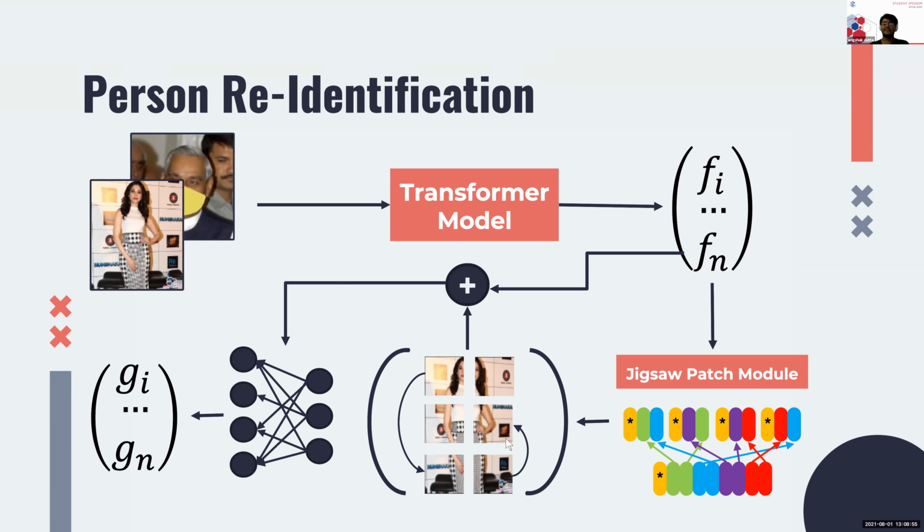Now, in the next step we shuffle these patches so that we do not learn correlations between the patches themselves, but correlations between the different pixels in the patches. The next step is we concatenate these embeddings along with our global embeddings Fi and Fn to form a new representation. This representation is then passed through a classification block, and then we get a new embedding Gi and Gn, which is robust and invariant to different things, like the low resolution or even occlusions where an object is blocking a person's face.